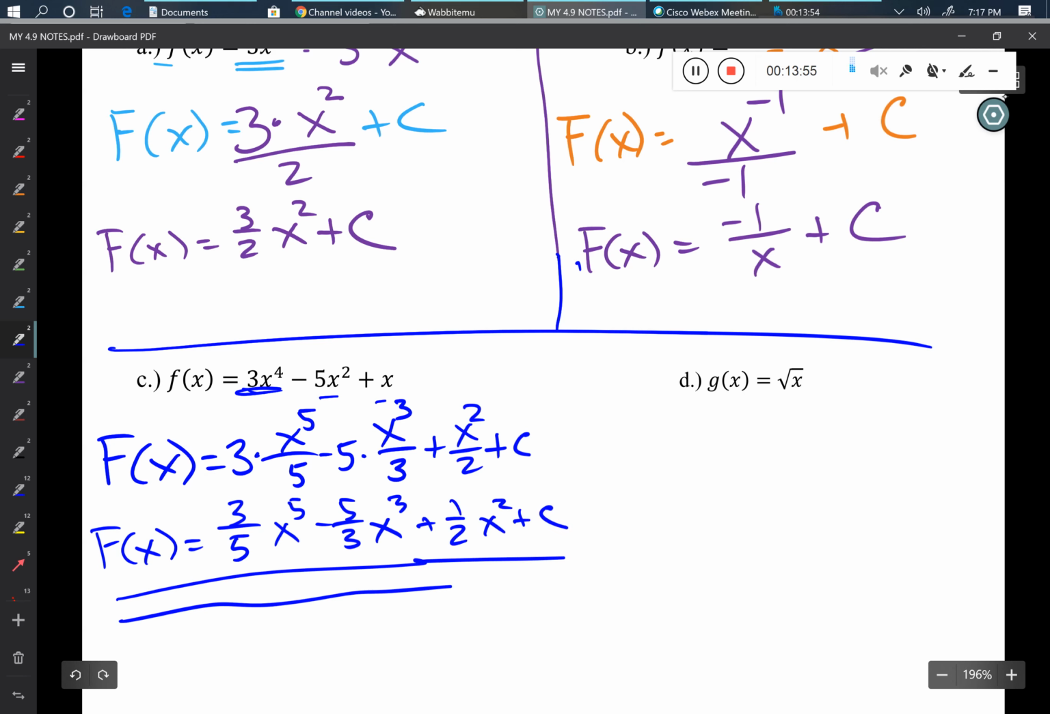Now, if you're looking at this saying, I don't like fractions, well, you are out of luck because antiderivatives love fractions. Oh my gosh, they're the favoriteest thing ever.